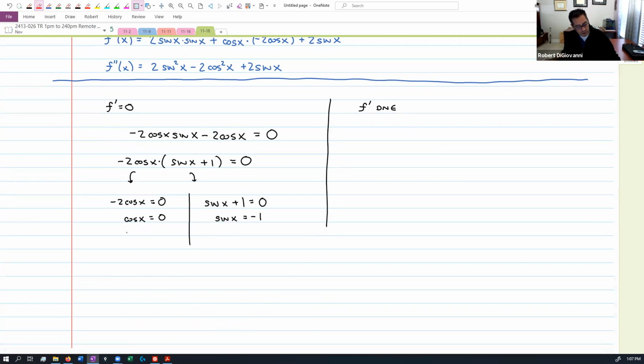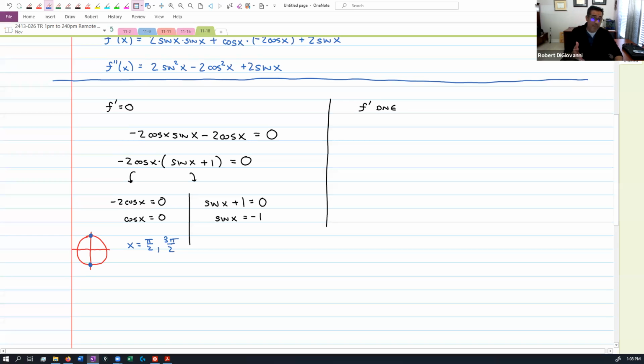So I'm going to go with the unit circle. Let's look at this one first. On the unit circle, cosine always corresponds to the x coordinate on the circle. So this is really saying, at what angle is the x coordinate 0? That happens here and here, at pi over 2 and at 3 pi over 2. That's where cosine is 0. So I will say that my solutions here are pi over 2 and 3 pi over 2.